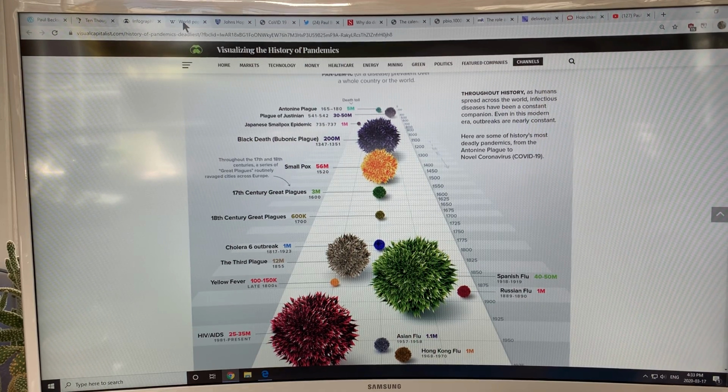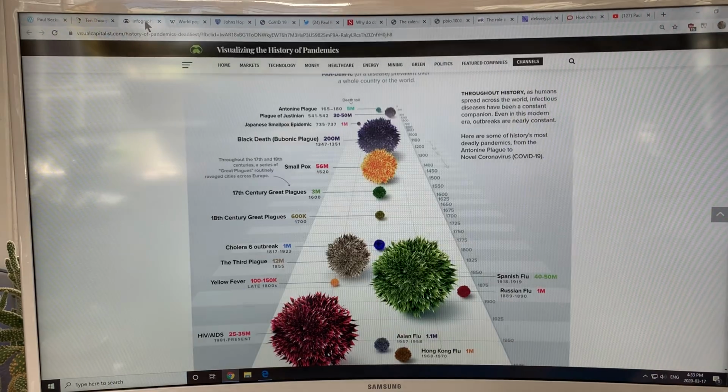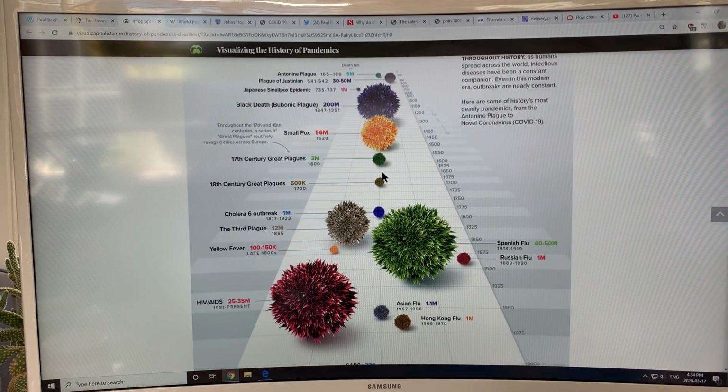So if we look at 1340, 1350, we may have high 300s to 400 million people on the planet. 400 million people on the planet, 200 million deaths. So this plague killed about half of the population of the planet. Huge. And then smallpox in 1520, 56 million.